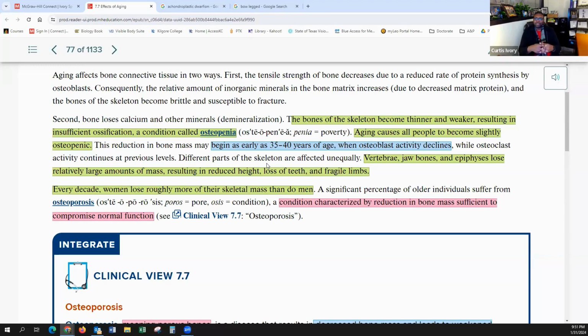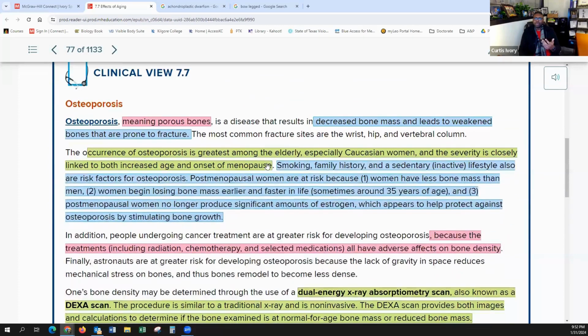So if you have a significant percentage of bone loss, it's going to be called osteoporosis, which is essentially poor. Porosis means poor. So your bones start becoming a lot more porous, which means they start having a lot more holes. And so they essentially become weaker. So here it gives a little bit more information: they become more porous, which means that they are also more likely to fracture or break.